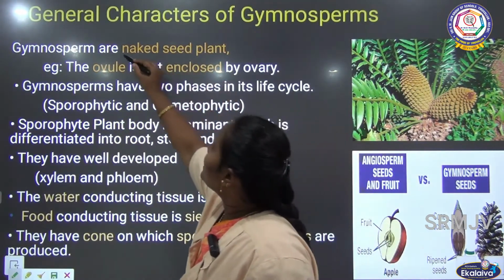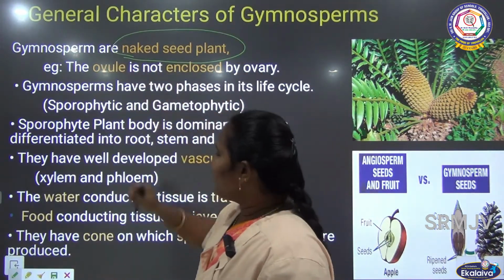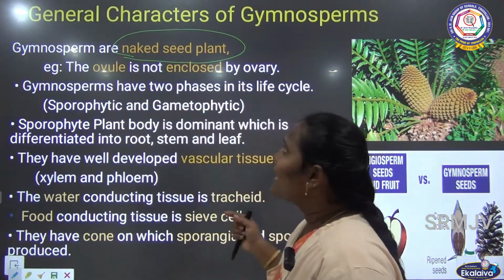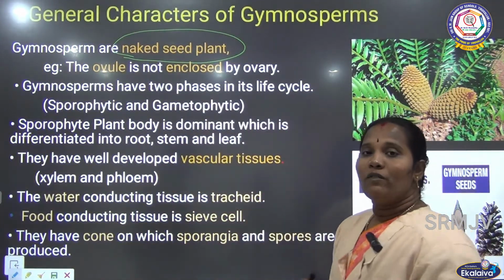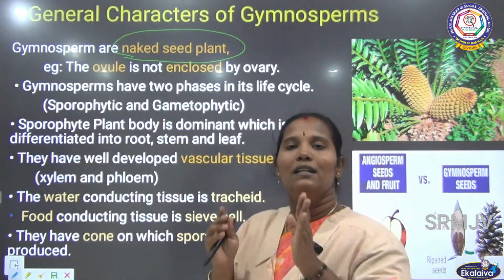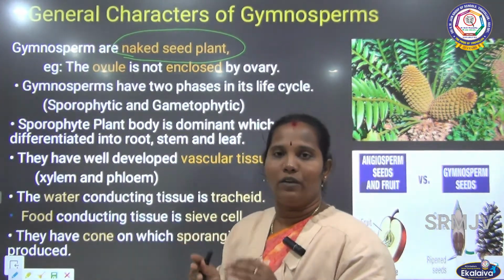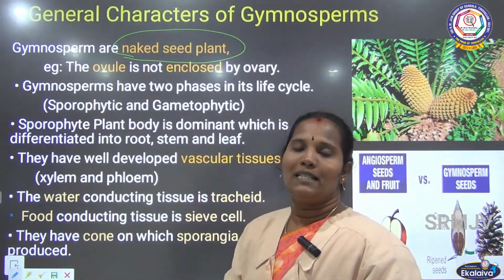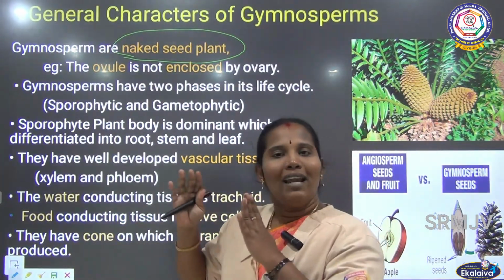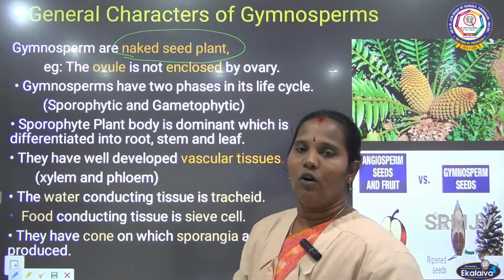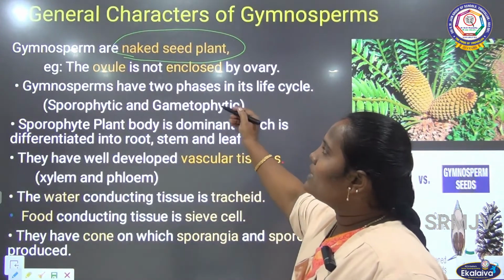See, gymnosperms are called the naked seeded plants. What does naked seeded plants mean? Usually, if you have fruits, we can see the seeds are present inside the fruit. That is the closed seeded plants, because they are all angiosperms. Angiosperms means the flowering plants. But here we have to see the gymnosperm.